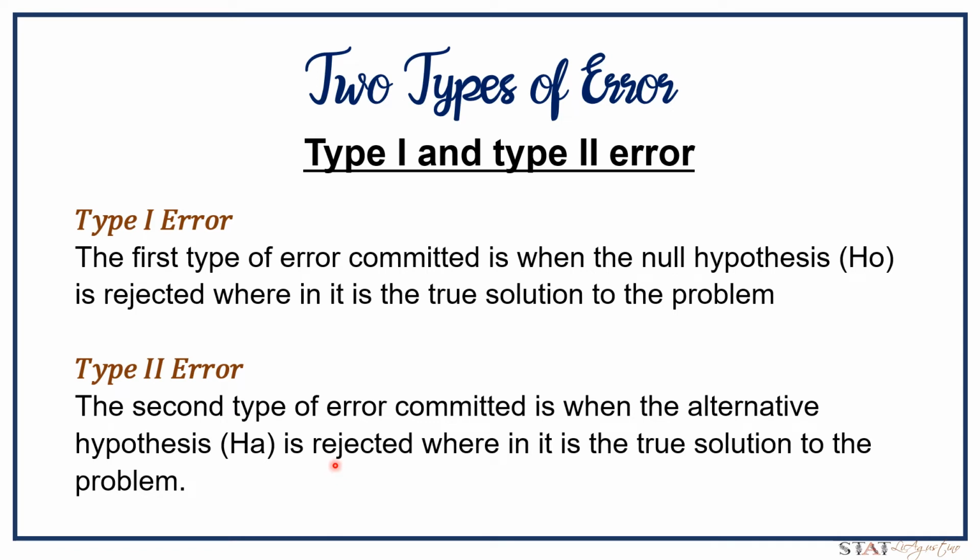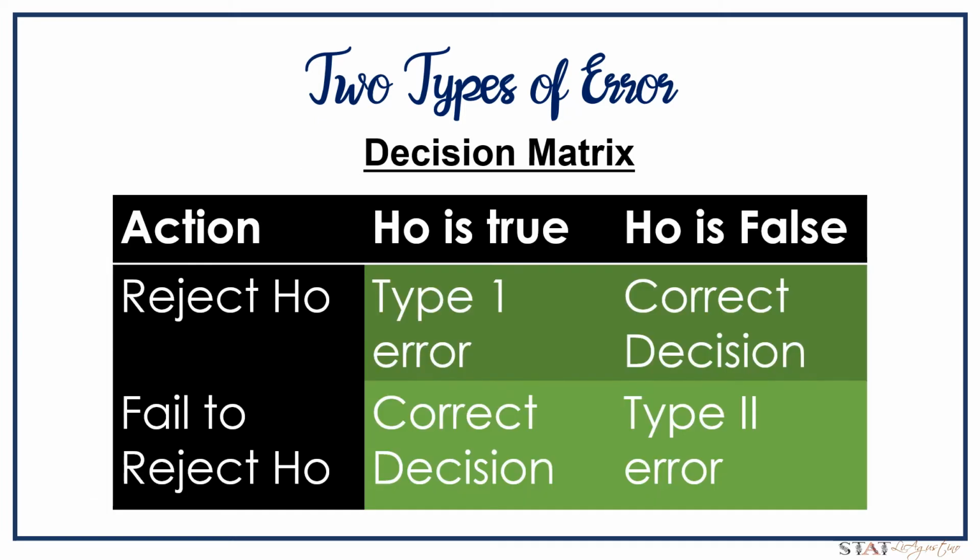It's supposed to be true that there is a significant difference, a significant relationship, but then you did not accept that truth, then you committed a type 2 error. So that's the two types of error, the type 1 and the type 2 error. Let's discuss it further with this decision matrix.